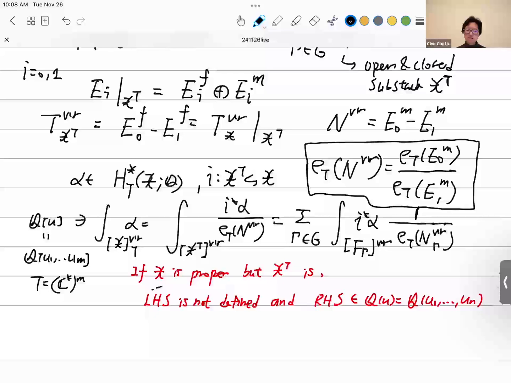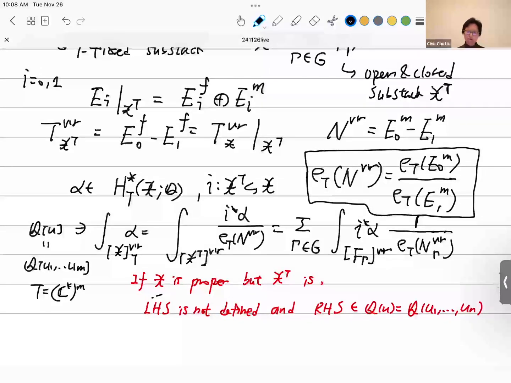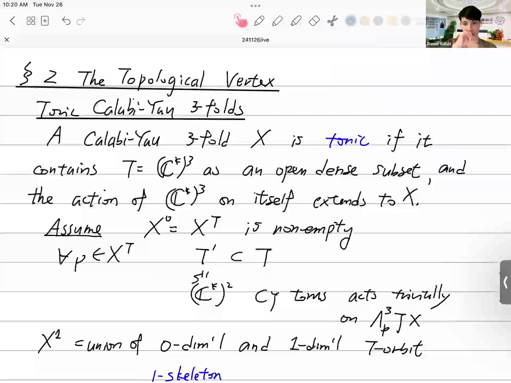I think it is a good place to take a break. After this, I'll start to talk about the algorithm of the topological vertex. Okay, so we'll come back.